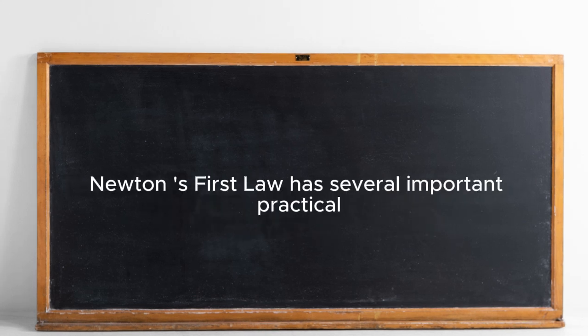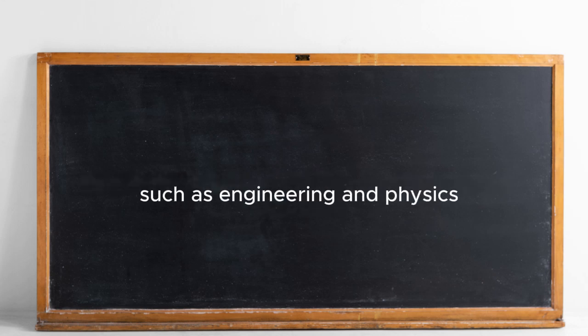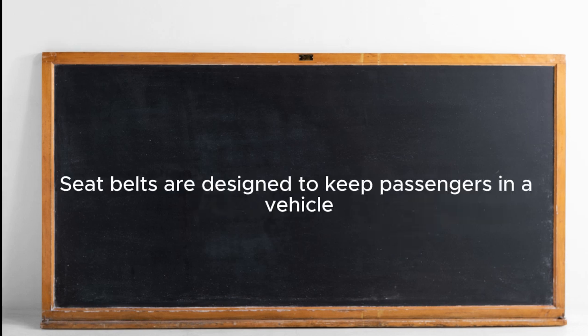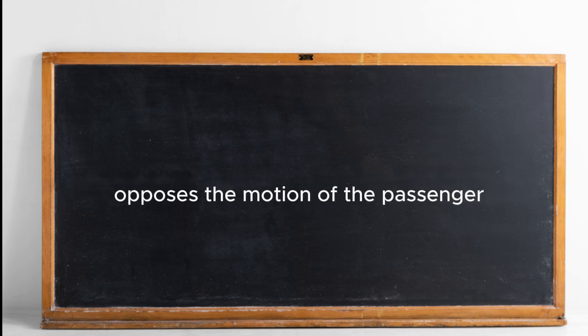Newton's first law has several important practical implications in our daily lives, and in various fields such as engineering and physics. Some of the practical implications of Newton's first law are as follows. Seatbelts in vehicles. Seatbelts are designed to keep passengers in a vehicle during a collision by providing an external force that opposes the motion of the passenger.